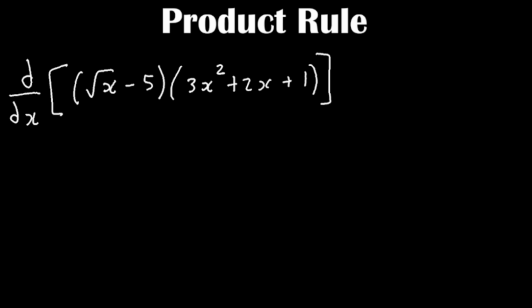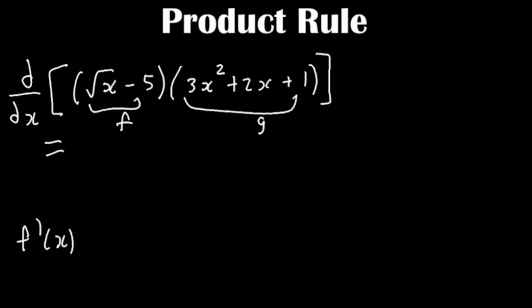Alright, so for this first problem, we have the derivative of the square root of x minus 5 times 3x squared plus 2x plus 1. So our product rule tells us how to differentiate products, and that's what we have right here. We could just FOIL this out, and then use our power rule, but that's just overcomplicating it, really. So what we do first is, this is like our f, and this is like our g. We do the derivative of f.